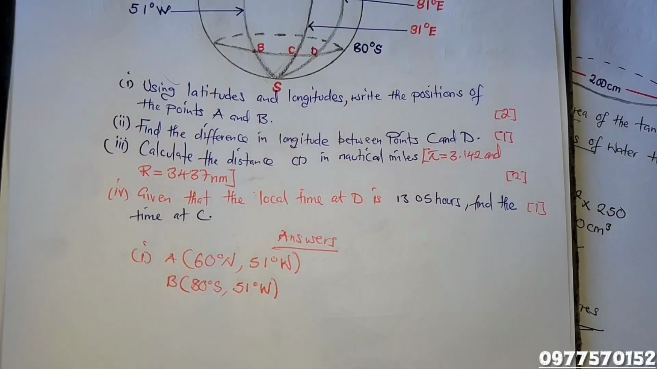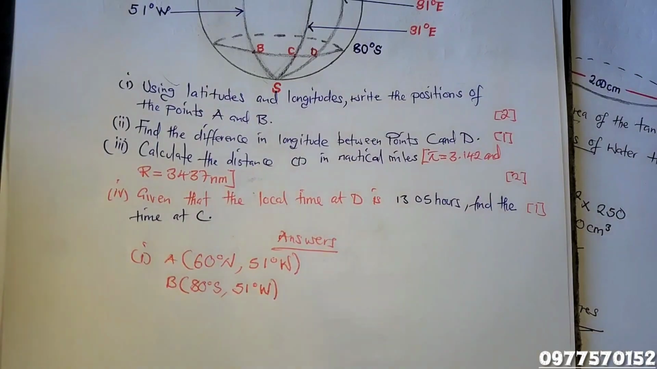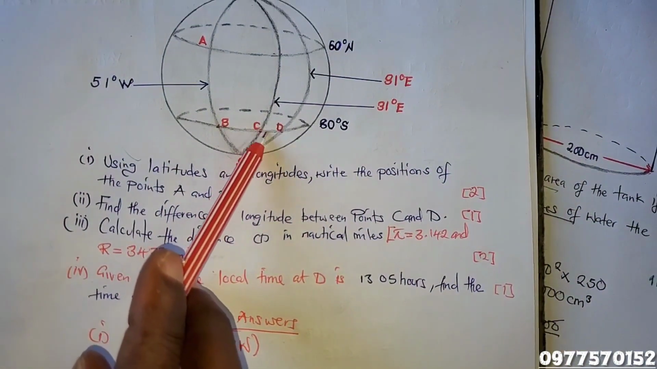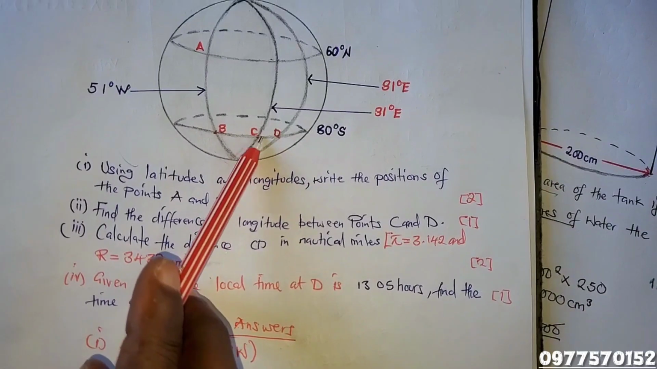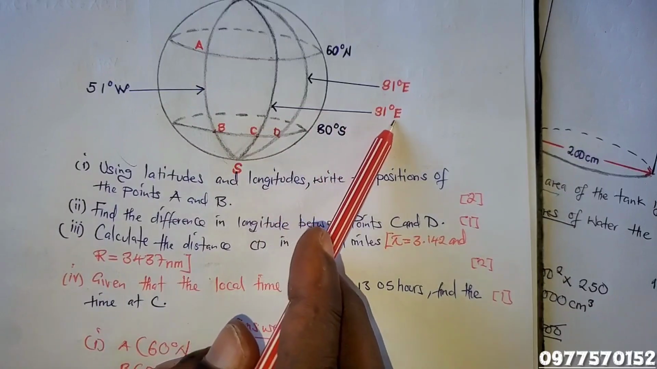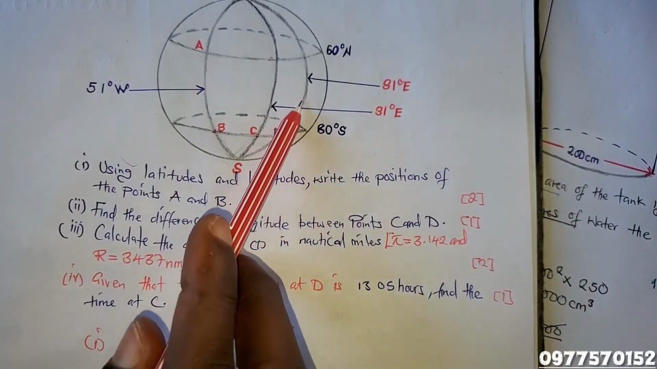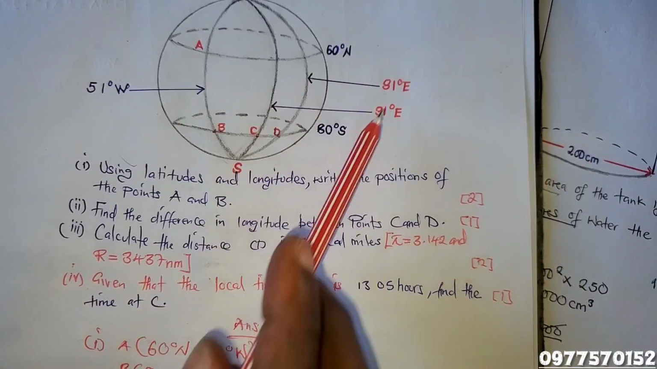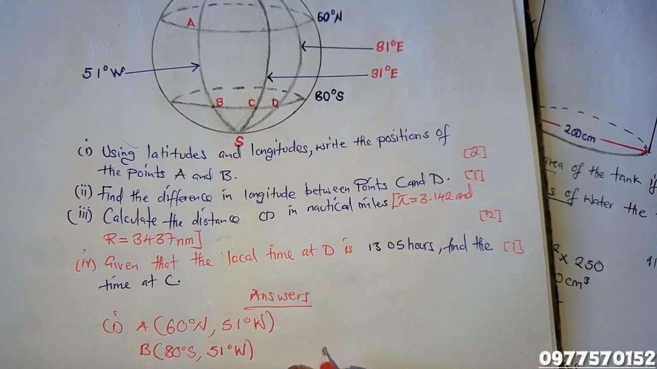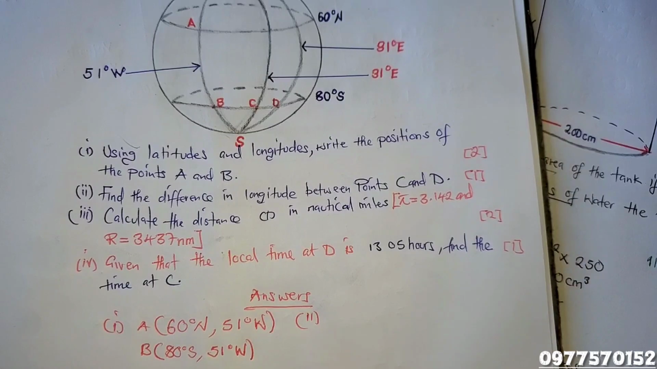Second question, find the difference in longitude between points C and D. Look at C and D. C and D are on the same latitude, meaning we have to find the difference in longitude. C is on longitude 31 degrees east, D is on longitude 81 degrees east. So they are on the same side. So what do you do? On the same side we subtract.